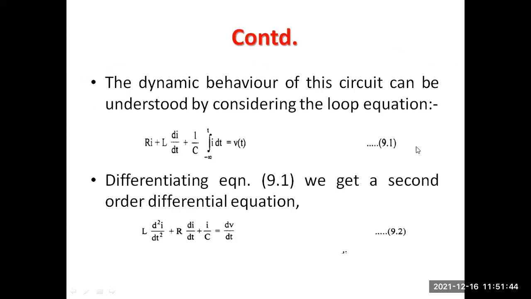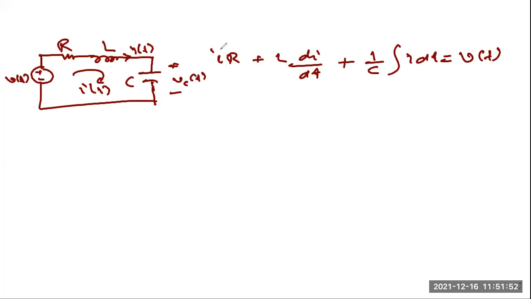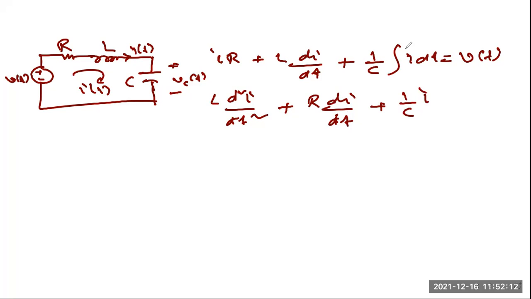Now differentiating this equation, we get a second order equation. Let us differentiate so that you can understand. This gives L d²i/dt² plus R di/dt plus 1/C times the integration and differential cancel, so only i remains, equal to dv/dt. Any difficulty at this stage? No, sir. Okay, fine.